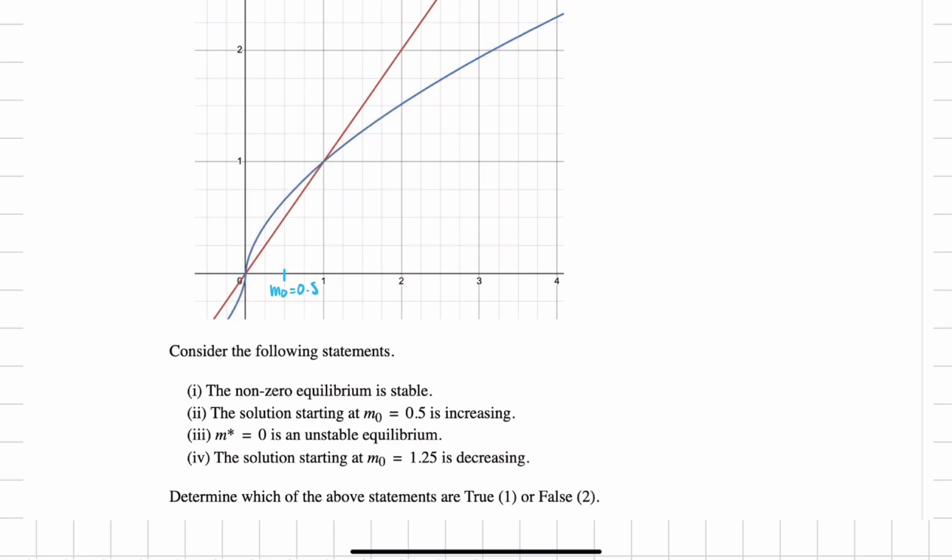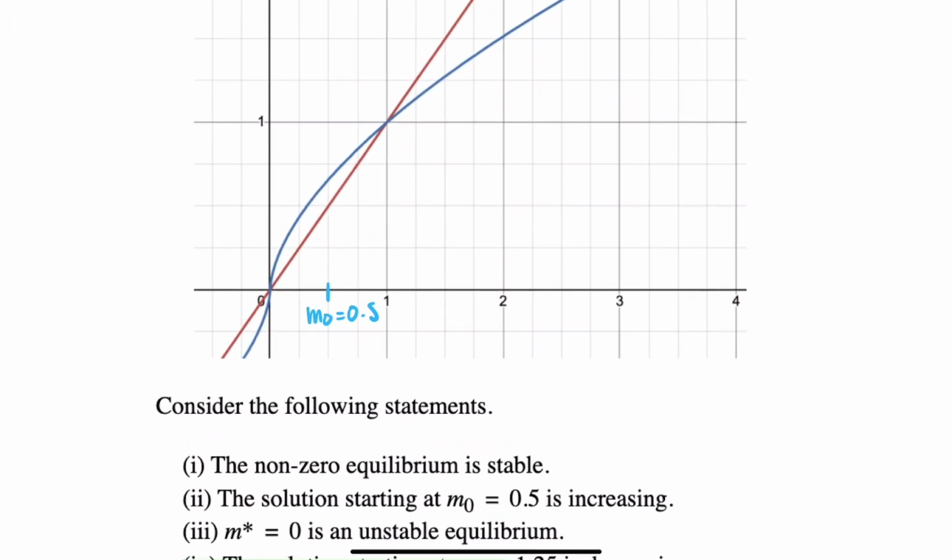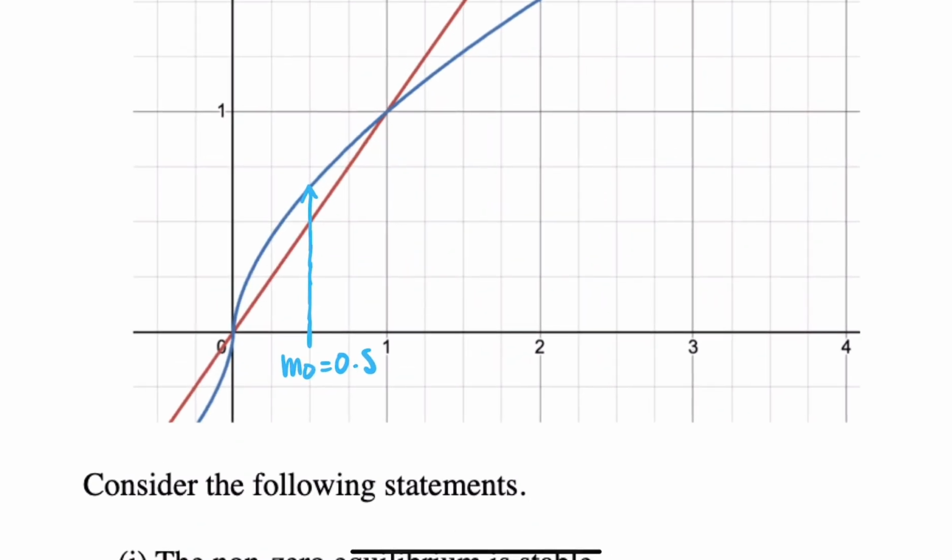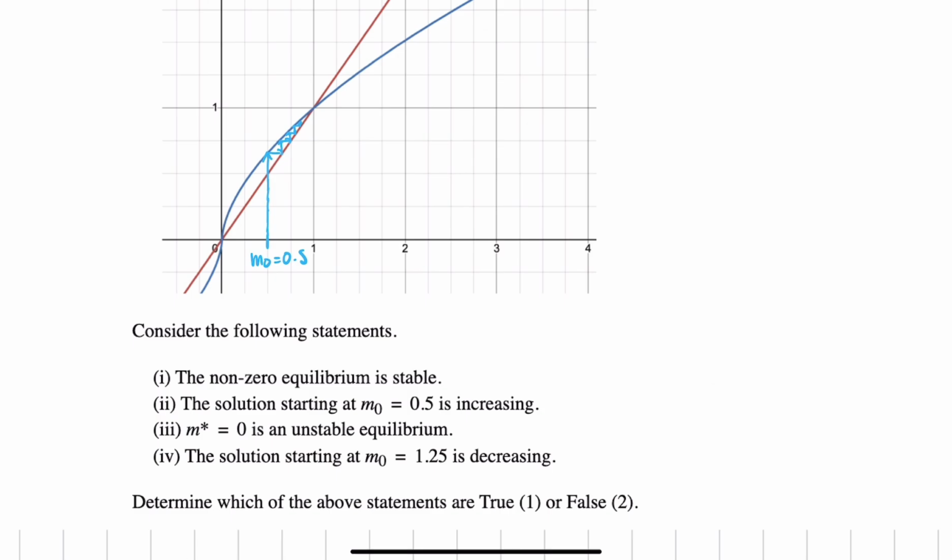And so for cobwebbing, you want to start at your initial value and go up to the updating function. And once you go here, you want to let the cobweb lead the way. Don't overthink it, just let it lead you. So you went to the updating function. Now, which way do you have to turn to go to the red function? The only way to go is this way. Then you keep going up, right, up, right, and so on. And as we see, it is increasing. We're moving towards the non-zero equilibrium.